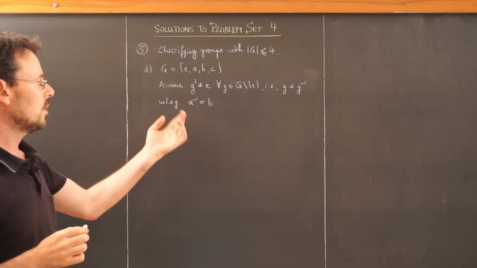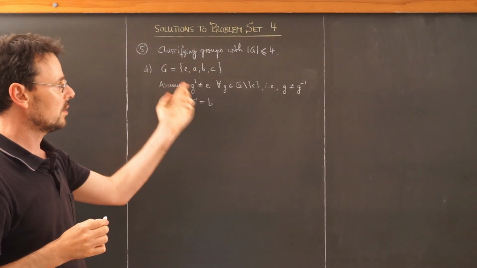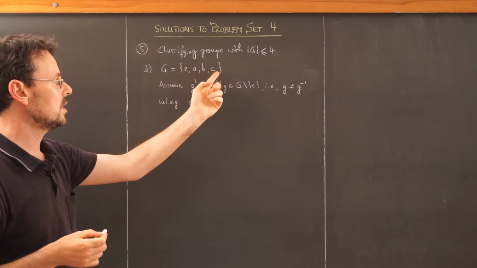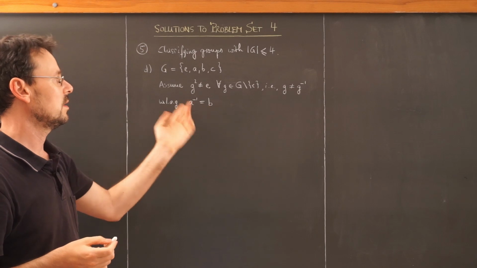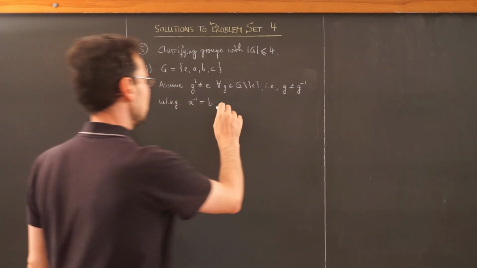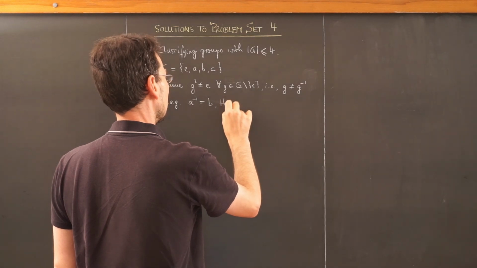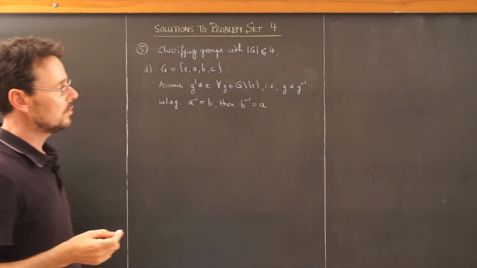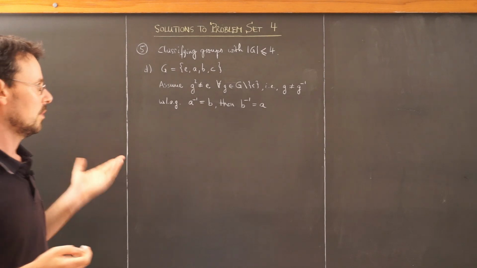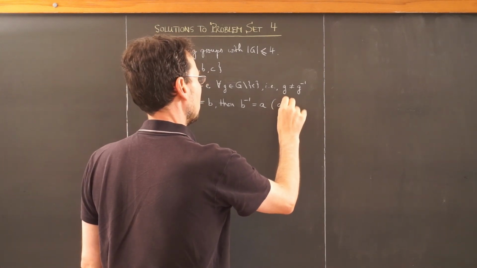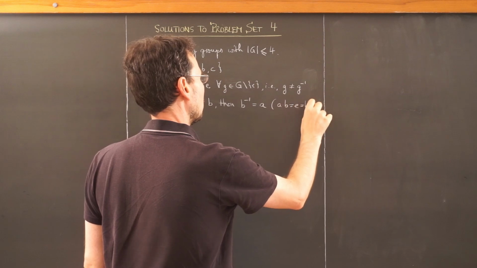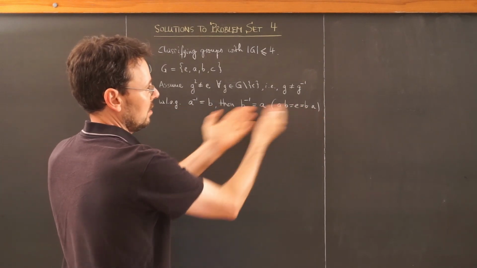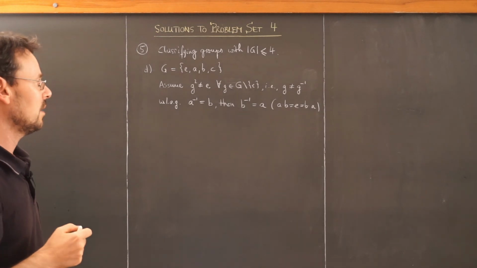But A must have an inverse. This cannot be A itself by assumption. Of course, it cannot be the identity, so it must be B or C. Without loss of generality, we assume that the inverse of A is B. But then the inverse of B is A, all right? Because here A inverse is B, so this means exactly that, and that also means that B inverse is A.